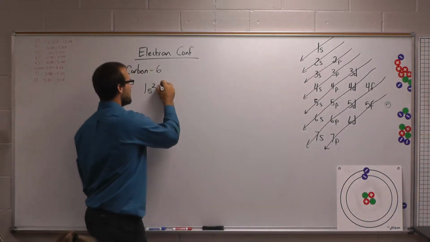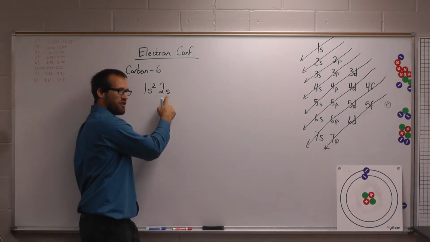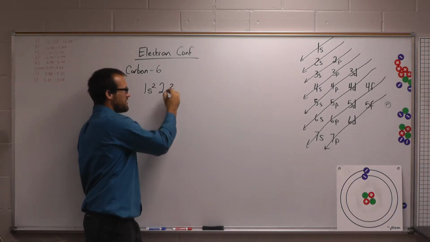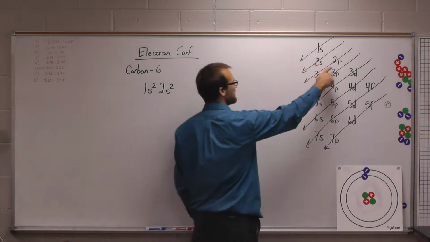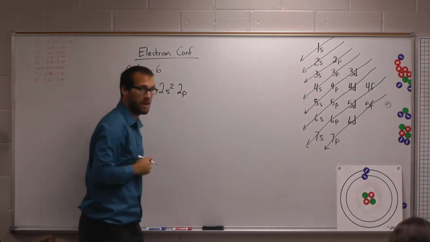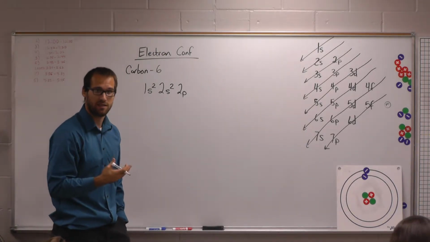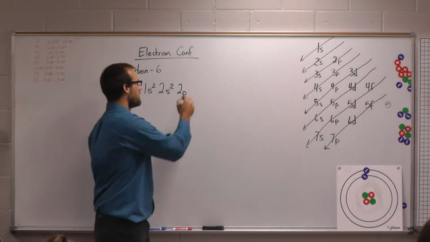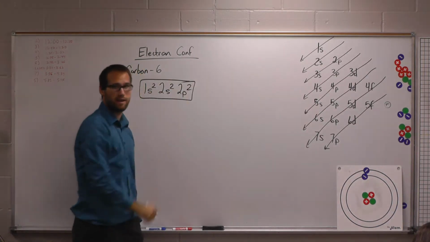Okay, what gets filled next? 2s. There's my energy level, there's my sublevel. And how many fill an s? 2. How many electrons have I accounted for so far? 4. How many more do I need? 2. Okay, what fills next? 2p. Now we know 2p can have a max of how many? 6. But do we need to fill it with 6? No. How many do we need to fill it with? 2. This would be the electron configuration for carbon.